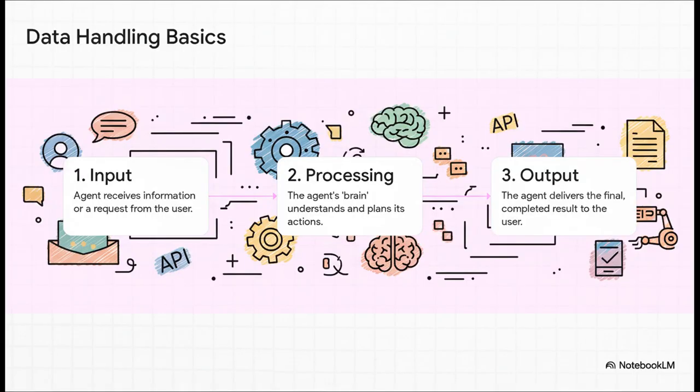And under the hood, the way it handles all this information is pretty straightforward. Info comes in as an input. The agent's brain processes it to figure out what to do, and then it produces an output. That's the result you wanted. Input, process, output. That's the basic loop.